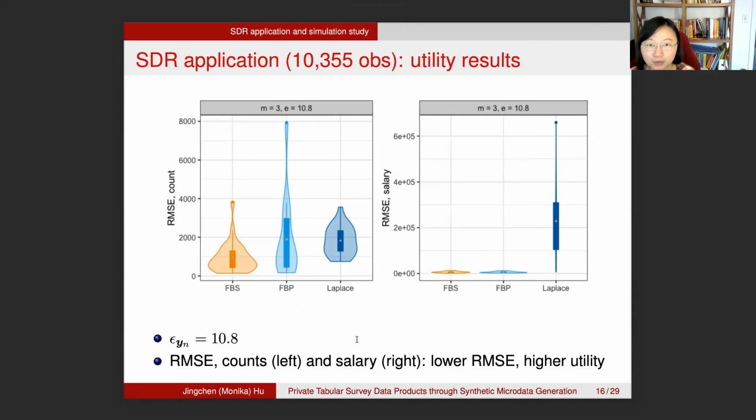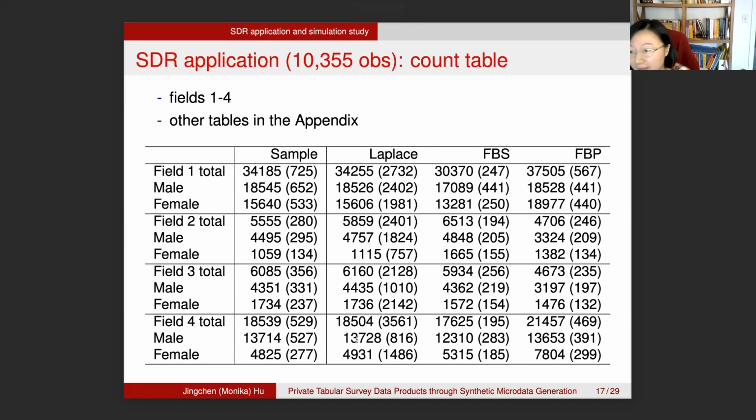So the SDR, the Survey of Doctorate Recipients, we looked at an application, a particular sample of about 10,000 observations-ish. And you can see that we looked at the root mean square error. Let me go here. This is an example of the table that we are going to get. You can see the sample column that's from the sample itself, the Laplace column, the FBS, the first model, and the FBP, the second model.